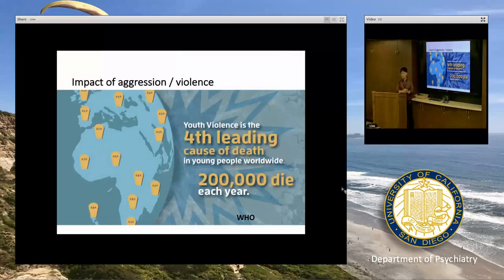It's important because I believe most people understand that violence and aggressive behavior have a great impact on public health, as well as individual health, even the family, etc. According to the WHO, the World Health Organization, this is the fourth leading cause of death in the younger generation. The number of mortalities is almost 200,000 each year, and I believe this number came from data published 4 or 5 years ago, so the number might be higher recently.